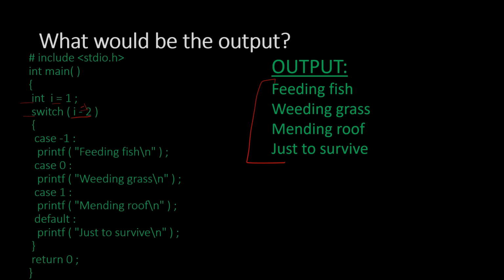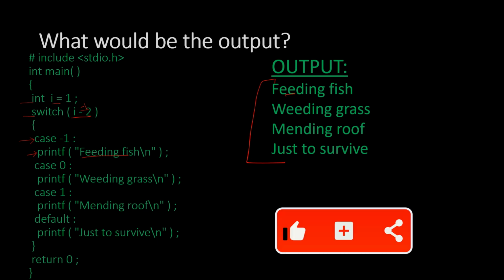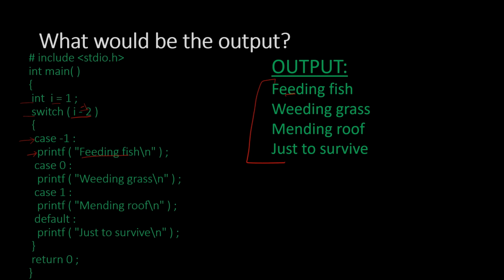Since this is switch -1, the execution control comes over here, case -1, and printf "feeding fish". That's how the first statement gets printed here. Now what we need to observe is there is no break after the printf. The flow control in switch says, unless a break is identified or the end of the switch block is reached, the execution keeps going on.